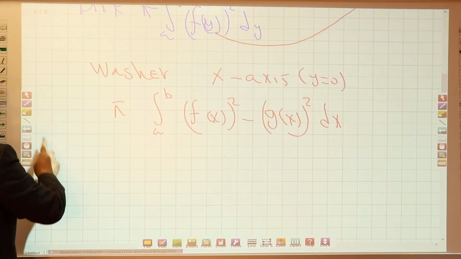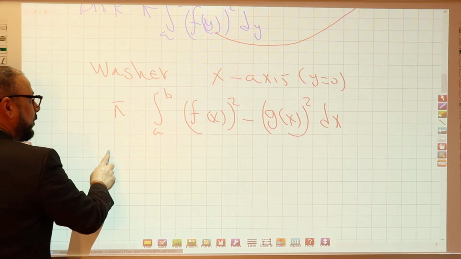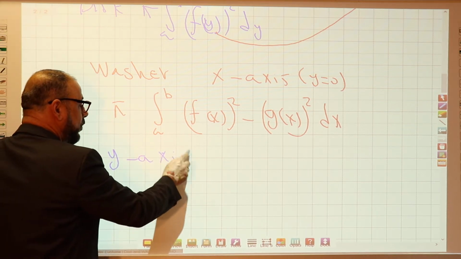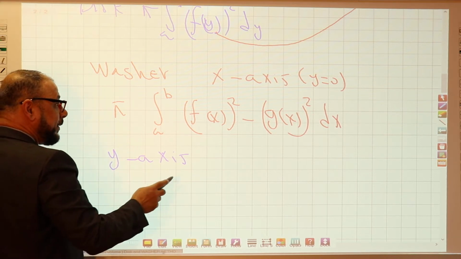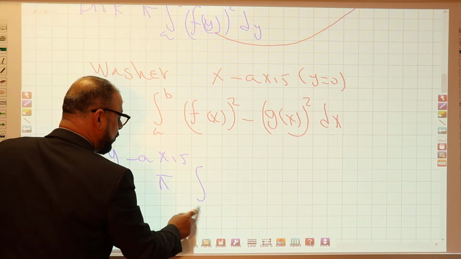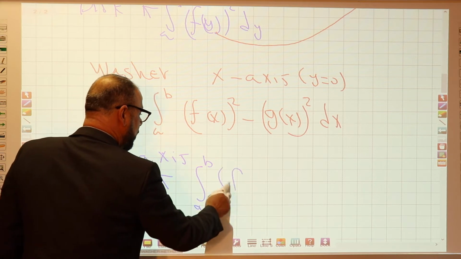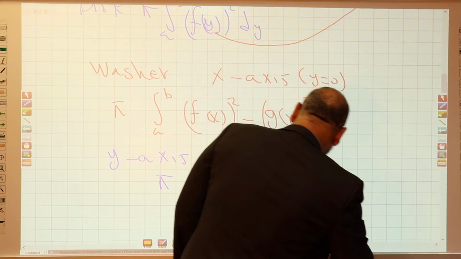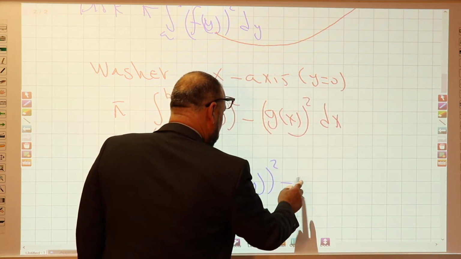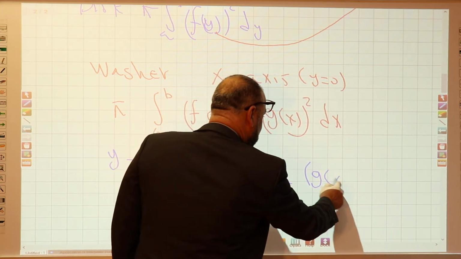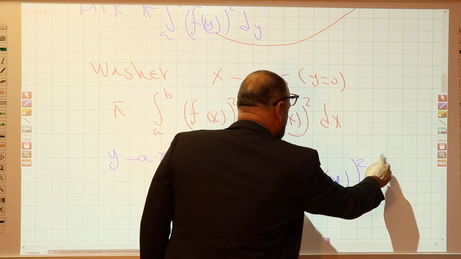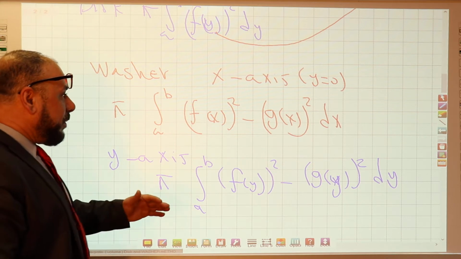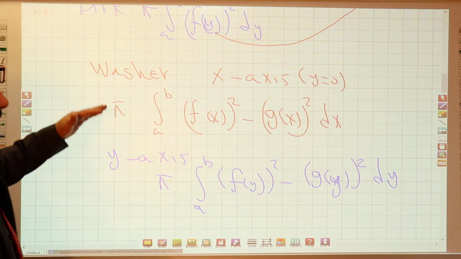For the y-axis, pi is always outside, pi is a constant. Pi times the integral from a to b of f(y) squared minus g(y) squared, whichever function has more radius. Through the problem, we'll see which one has more radius.